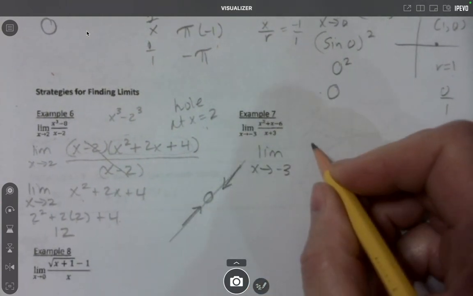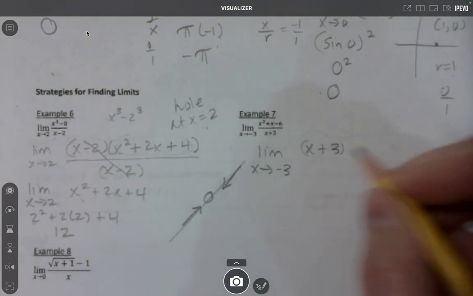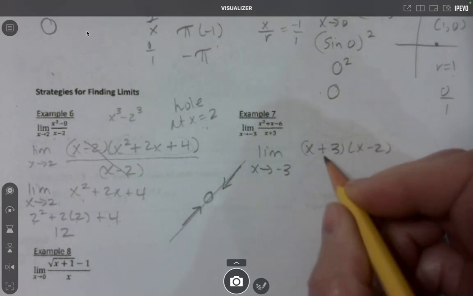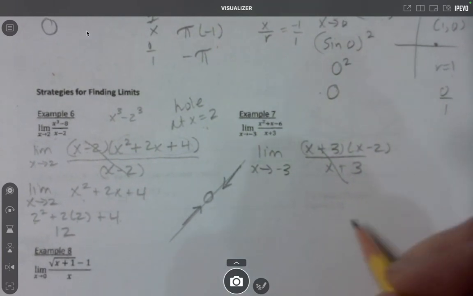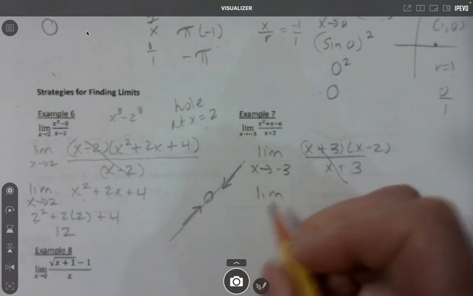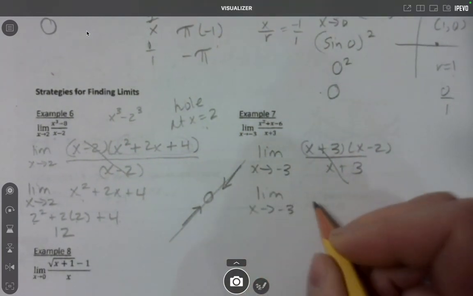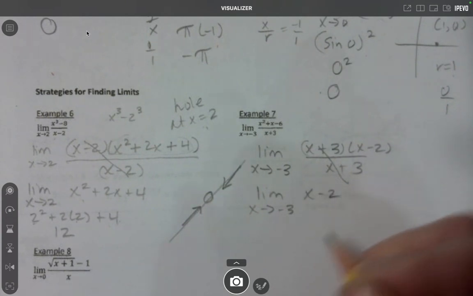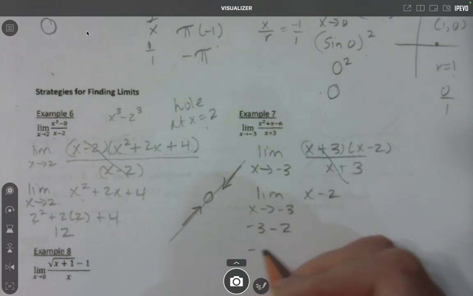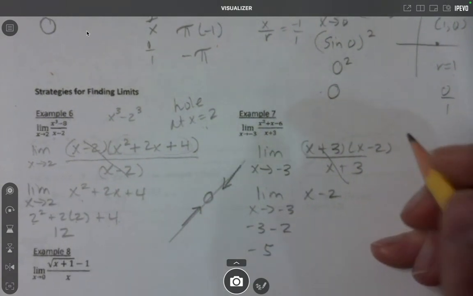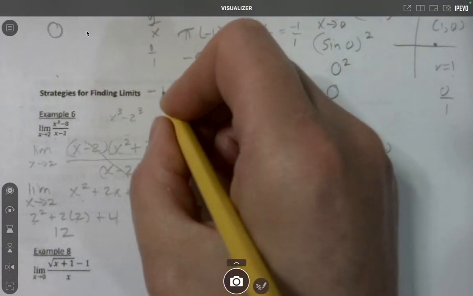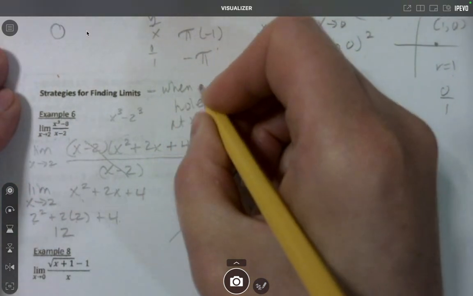So my numerator is going to factor to x plus 3 times x minus 2. So we have a hole again at x equals negative 3, which is fine. So now we have a limit as x approaches negative 3 of x minus 2. Directly substitute, answer is negative 5. So sometimes we want to factor. So these strategies are when direct substitution doesn't work.